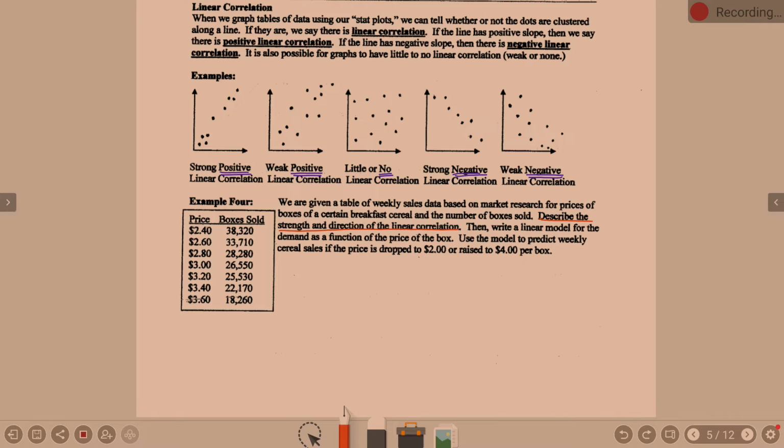Or we can graph them by stat plot, which is why I said have your calculators out, because do we remember how to do this? Kind of. Exactly, kind of, but, you know.